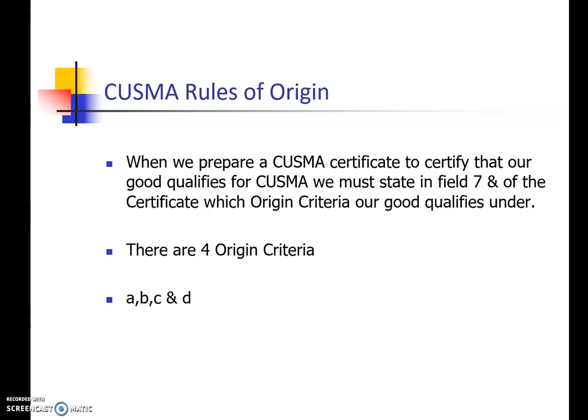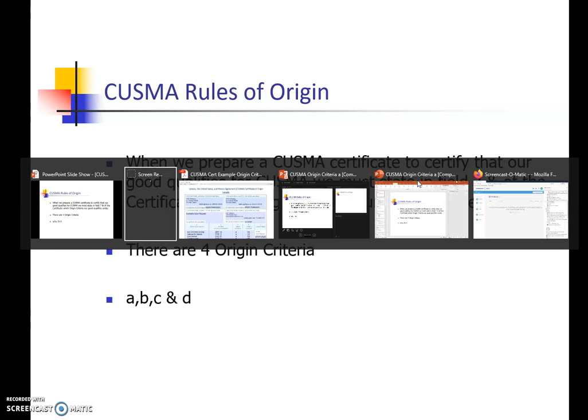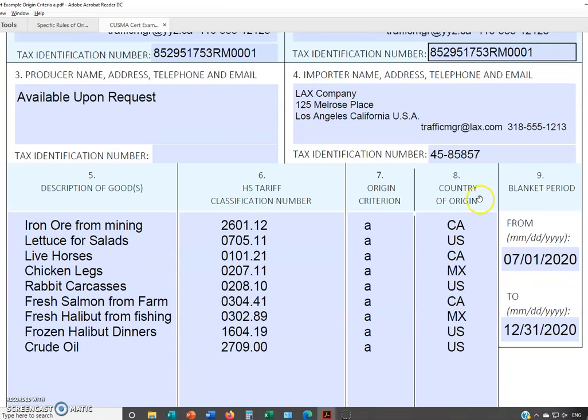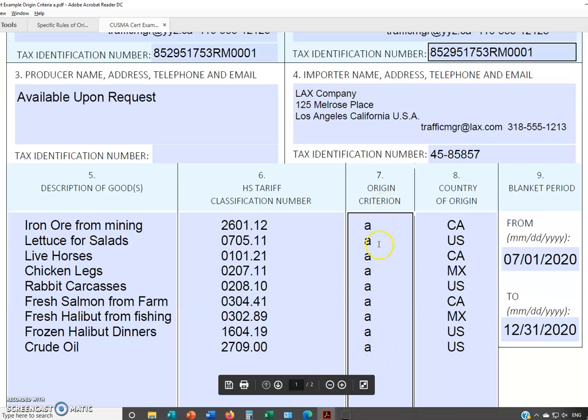I cannot stress to you enough, just because something's made in Canada or made in the United States or made in Mexico doesn't mean it qualifies for the Canada-US-Mexico Agreement. Just because it's made here doesn't mean it qualifies. You have to show proof that it qualifies. And how you show proof is you complete a certificate of origin and you state in field 7 the origin criteria. And what we're going to learn about today is origin criteria A.